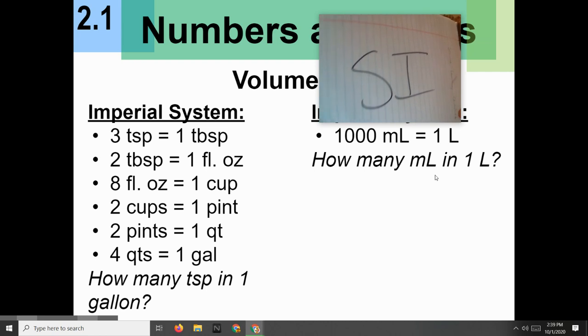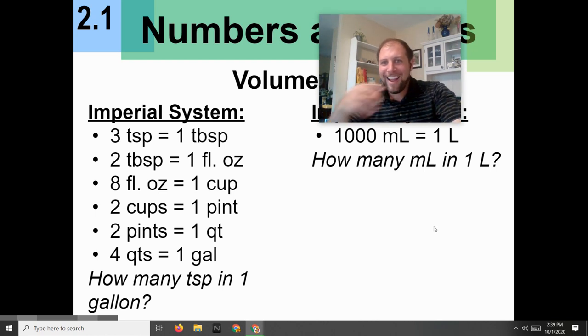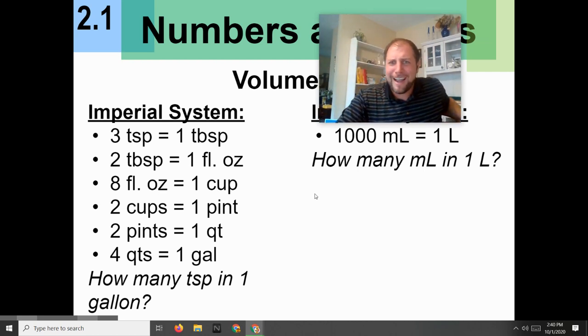Whereas in the SI system, 1,000 milliliters equal 1 liter. That's it. How many milliliters are in a liter? 1,000. How much simpler is that? Why aren't we just doing this? The only reason the imperial system is slightly easier to you is because you've used it your entire life.